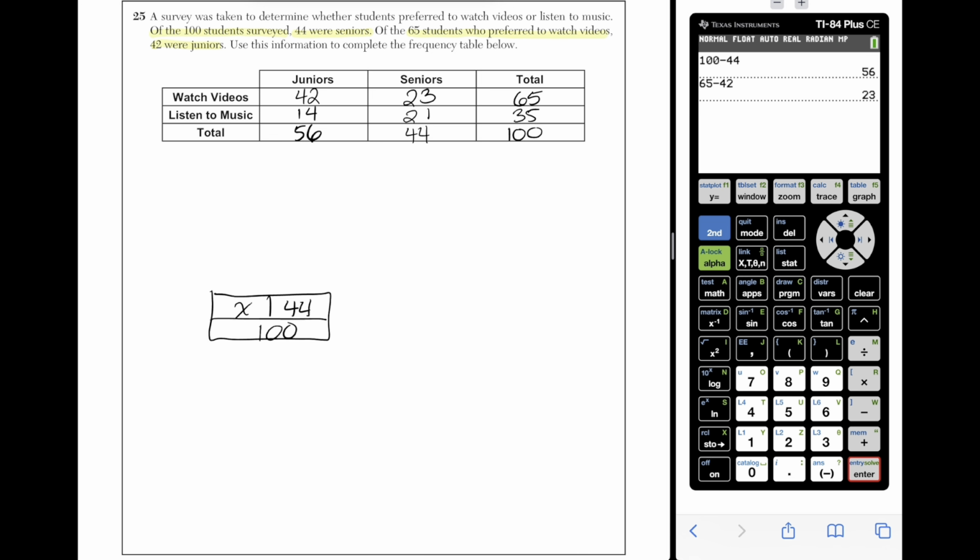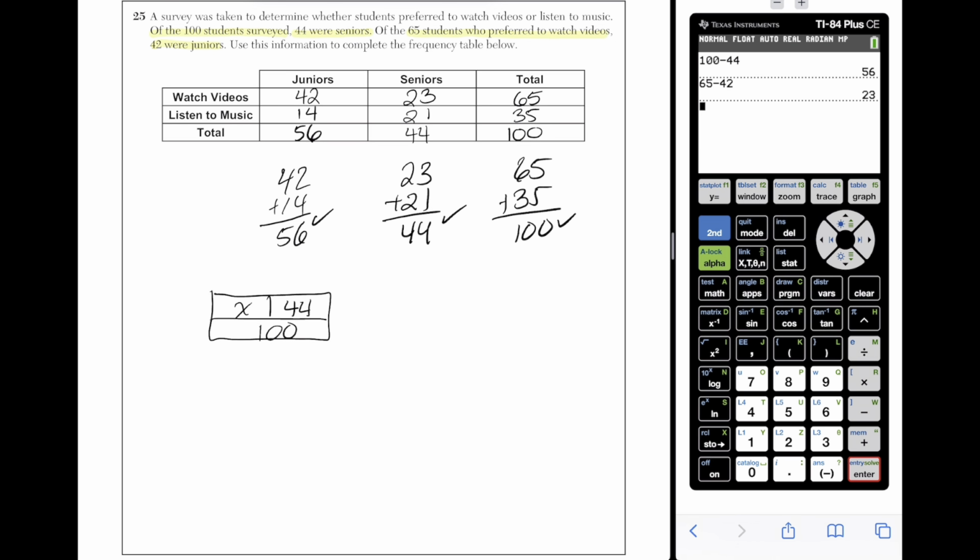You can double check your work by just adding. And you can just double check here, whether it's on paper. You can just do 42 plus 14 equals 56, check. 23 plus 21 equals 44, check. And 65 plus 35 gives us 100, check. And then you can just add the other way around to get these numbers.